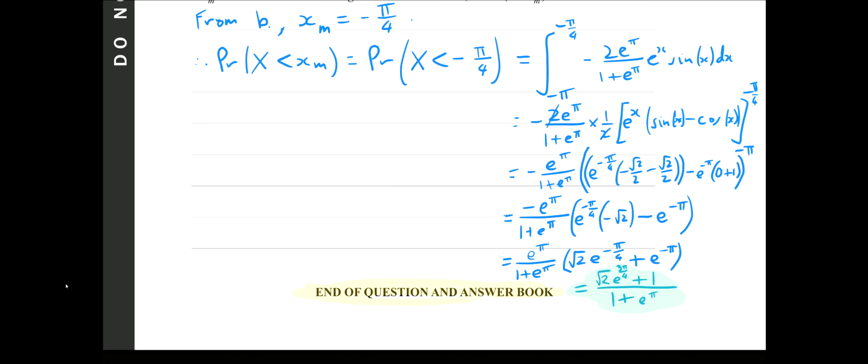Right, that was quite a tough one. At least towards the end, it got a little tough. The algebra just got a little bit hard to deal with. But there we go. That's the end of the exam.